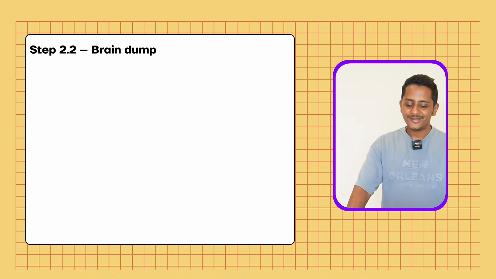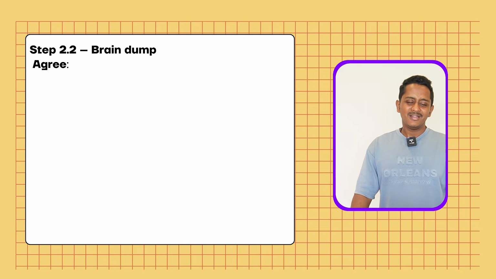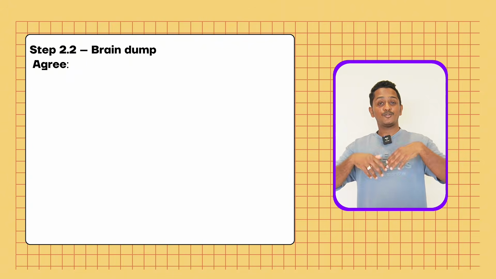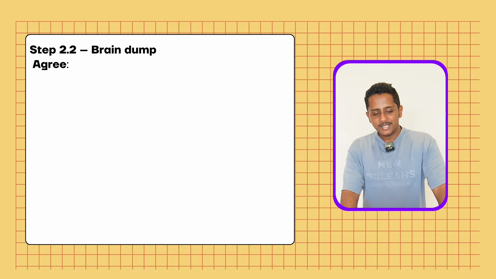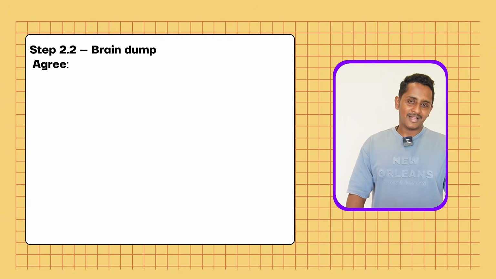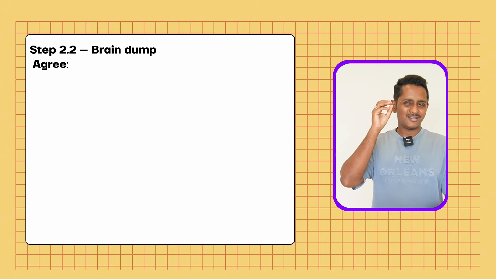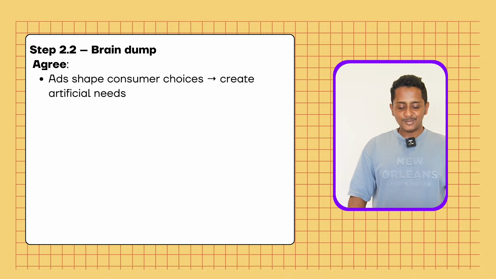Now brain dump for the agree, disagree. If you're already sure that you're going with agree, for the disagree part, you don't have to do a brain dump. Just showing you, if you're a person who goes with disagree. For agree, how advertisements influence our choices. I totally agree, advertisement will influence our choice. Why? Put whatever comes to your mind. Here I've written ads shape consumer choices.